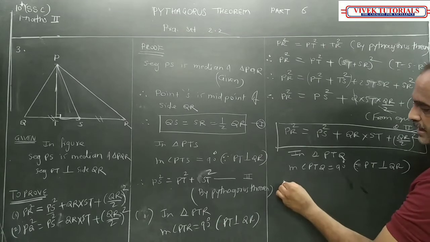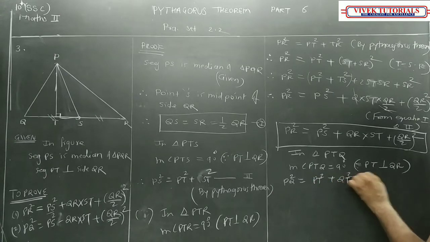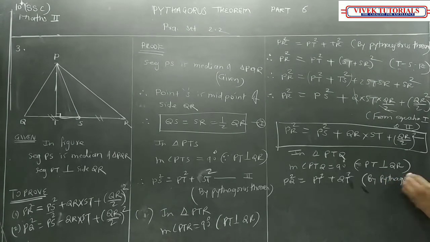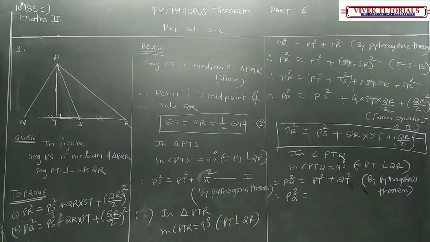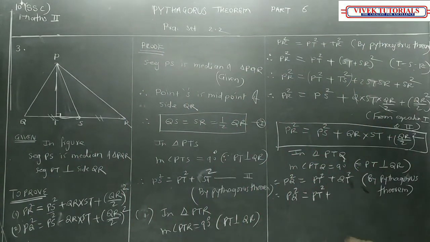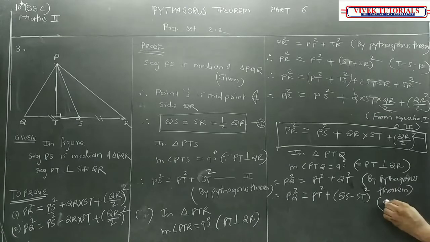What is Pythagoras theorem then? PQ square is equal to PT square plus QT square. That is by Pythagoras theorem. Now, therefore, PQ square is equal to PT को हम लोग इस तरह से लिखेंगे, but now QT is there ना, instead of QT, what I can write QS minus ST the whole square because Q, T and S are collinear. मुझे QT चाहिए ना, तो QT is QS minus ST. Have you understood this now?